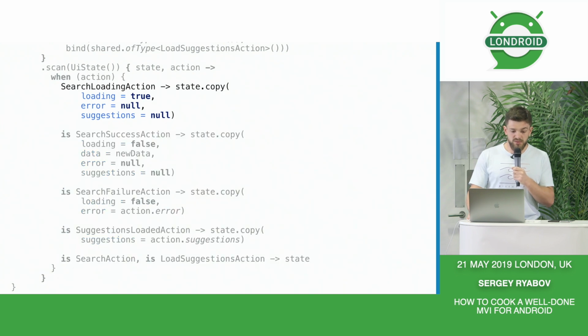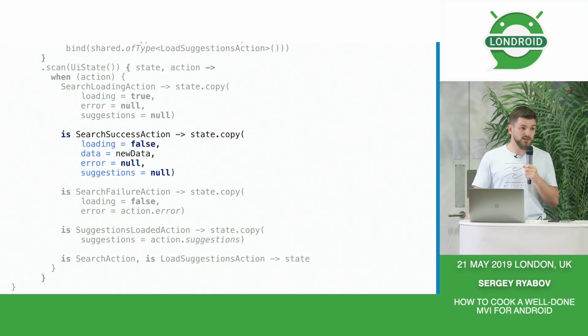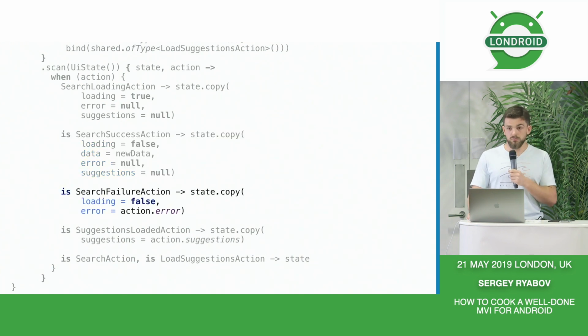What are we doing here? Basically, if we will have loading action as an input, we will change just the loading flag, and we'll clean up the error and suggestions, not show them on the screen. If we will have our data successfully arrived, then we will show this data and clean up all other flags. Failure, clean up our loading, show error, and if we got suggestions, we just show suggestions, not changing anything, considering anything connected to search results.